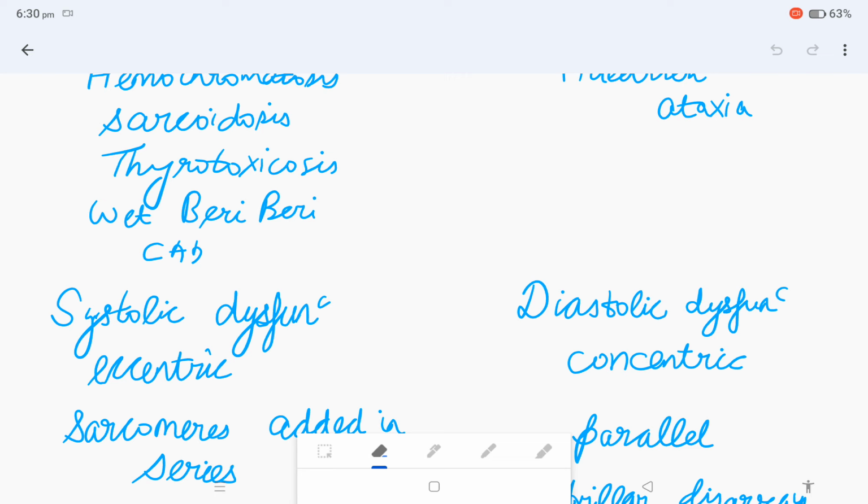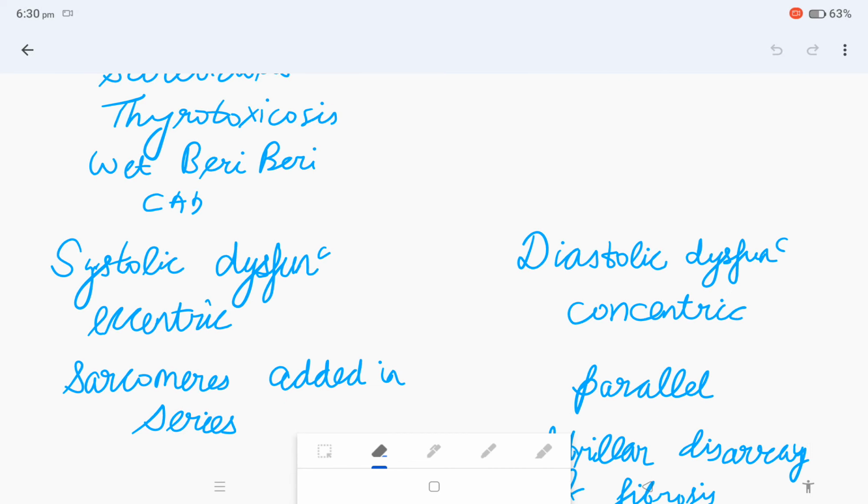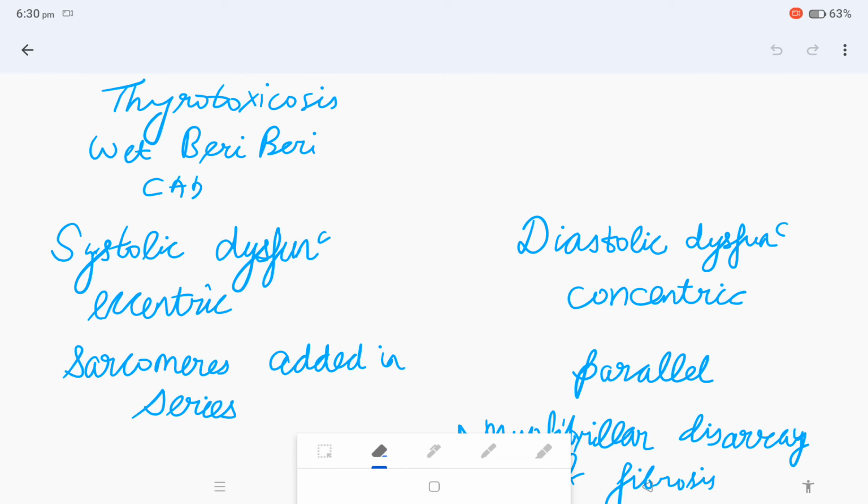Then there is eccentric hypertrophy in the dilated, while concentric in the hypertrophic. And in the dilated one, sarcomeres are added in series, while in the hypertrophic one, sarcomeres are added in parallel.